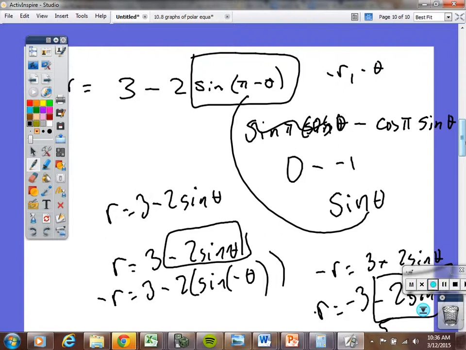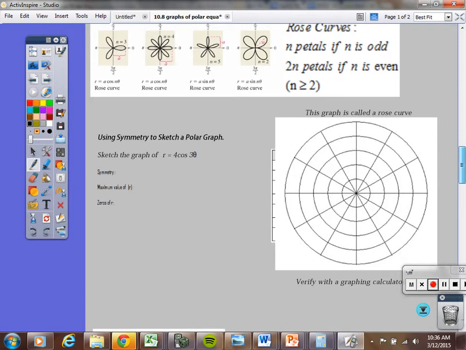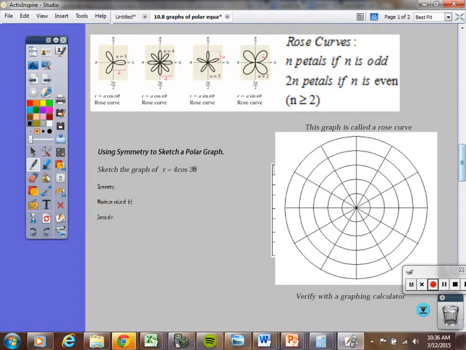It does. Okay. All right, really quick, we only have a few more minutes, so I need to just talk to you. You're okay? Okay, really quick. So this guy down here is a rose curve. Can you see how they have petals?